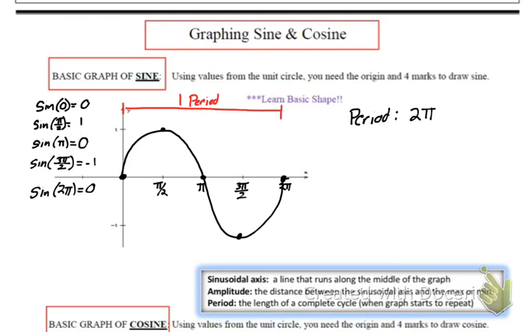If I shift this whole thing up, my sinusoidal axis shifts up with it. All right, that sinusoidal axis always stays in the middle. So right now my x-axis just happens to be my sinusoidal axis. Did I spell that right? Yes. But it is not always the x-axis.